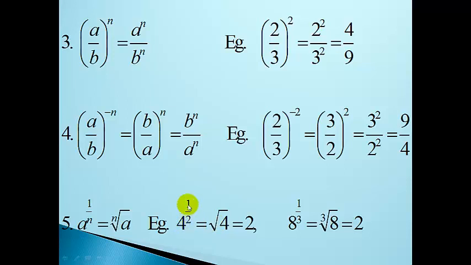So 4 raised to the power 1 over 2 is equal to the square root of 4, and square root of 4 equals 2. Now 8 raised to the power 1 over 3. The denominator of the exponent, the fraction, is 3. And so 8 raised to the power 1 over 3 is the cube root of the number 8. And cube root of 8 is equal to 2.